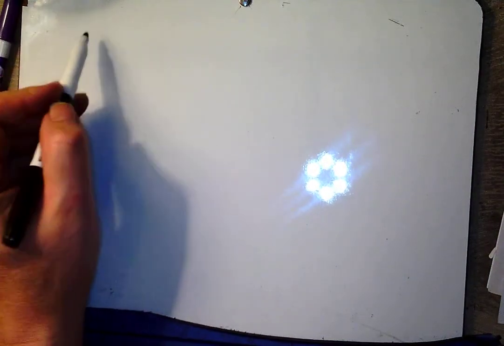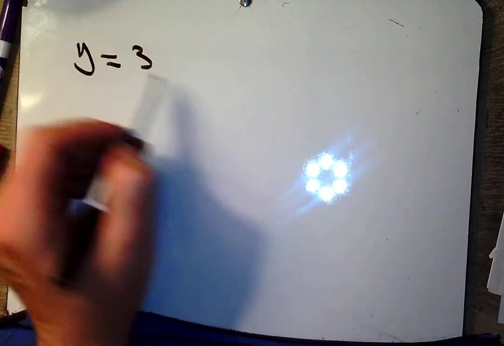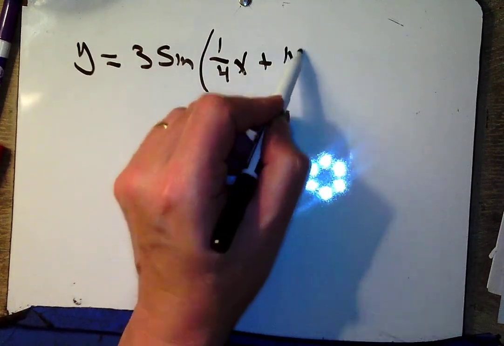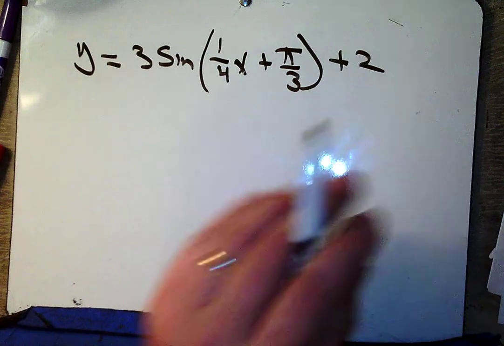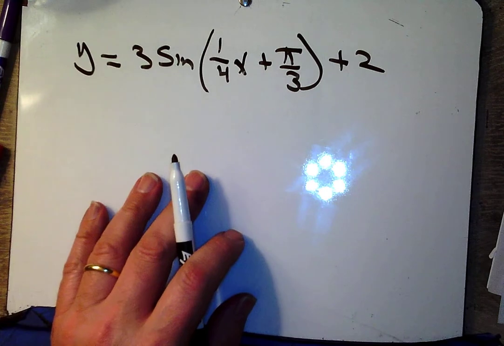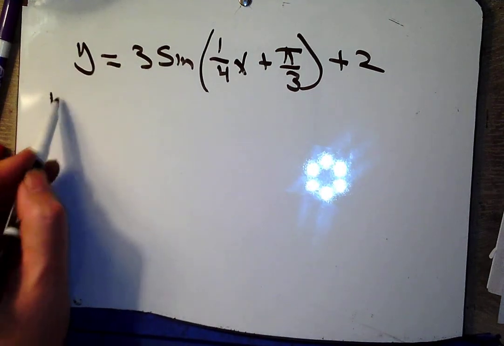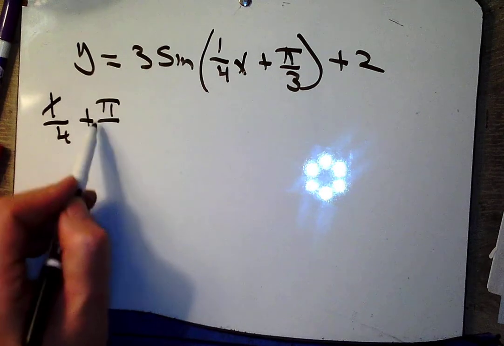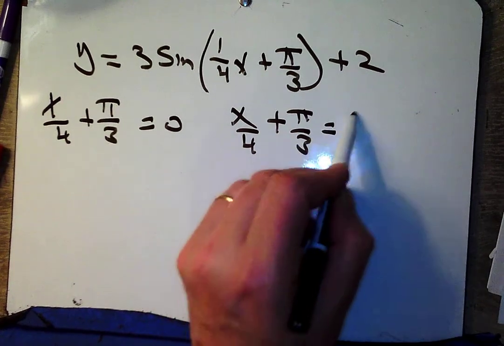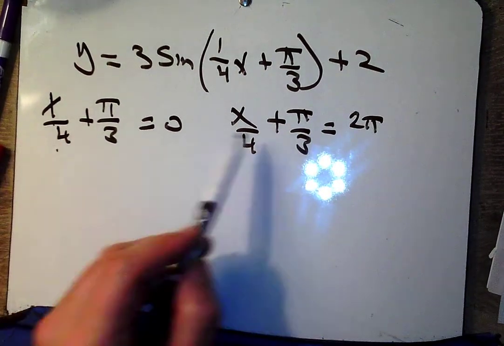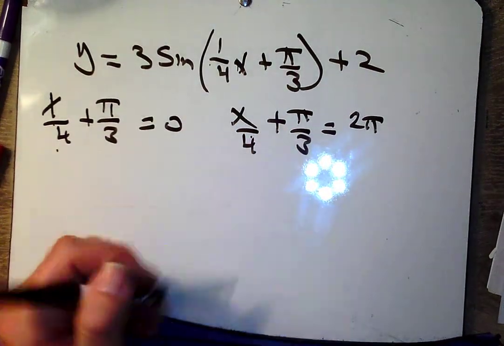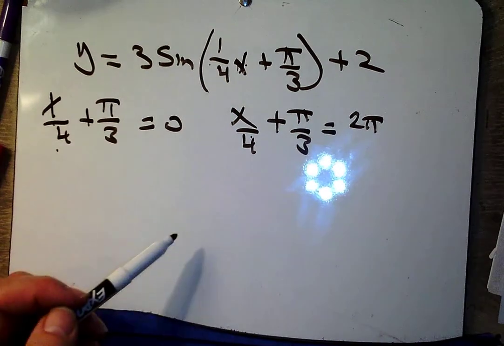Okay, how about this one? Y equals 3 sine 1/4 x plus pi over 3 plus 2. Yeah, give it a graph. So we've got x over 4 plus pi over 3 equals 0. x over 4 plus pi over 3 equals 2 pi. Yeah, notice what I did. I didn't write it as this coefficient times x. I wrote it as a quotient with the x on top and the 4 on the bottom.